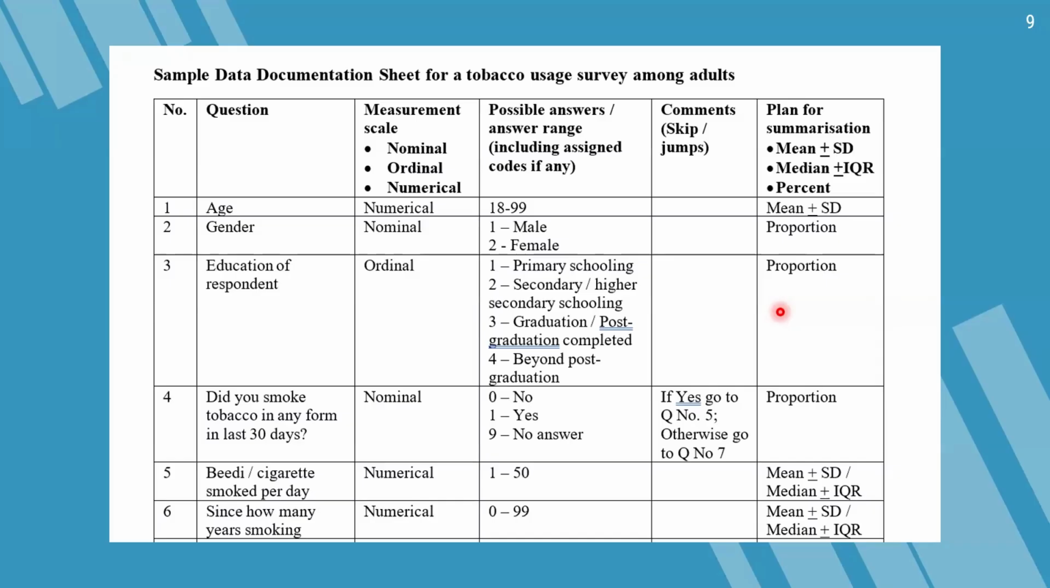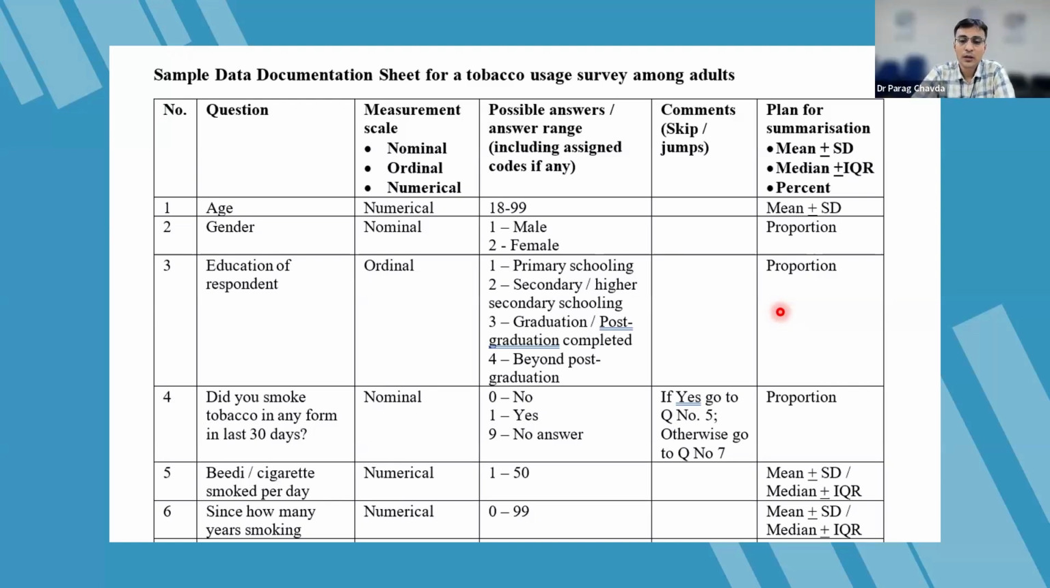And then the fourth question, it says, did you smoke tobacco in any form in the last 30 days? So that would also be nominal. That would be either no or yes. And the rest of the questions also are based on numerical, a specific number is there.